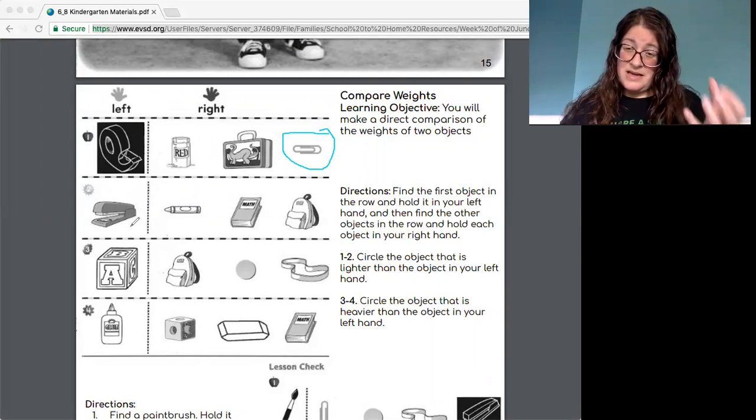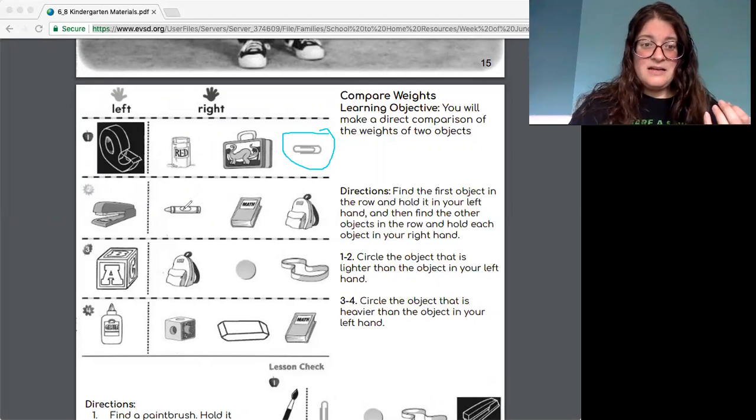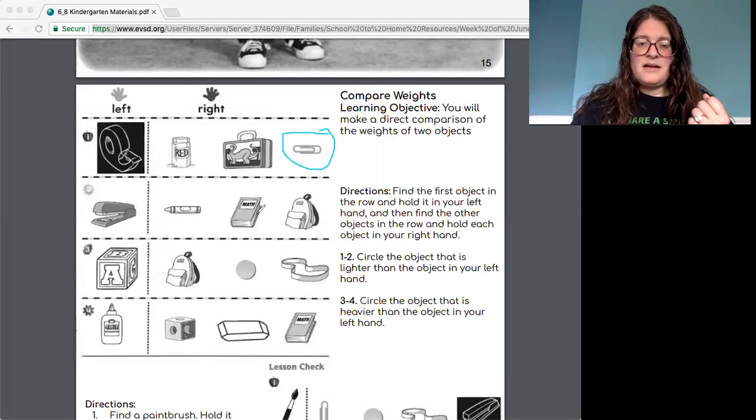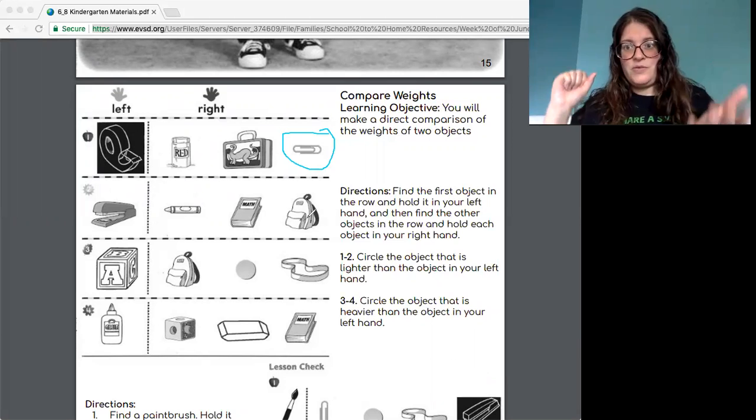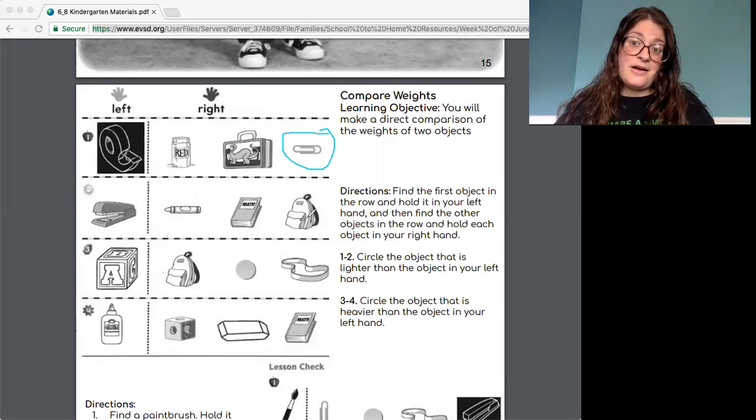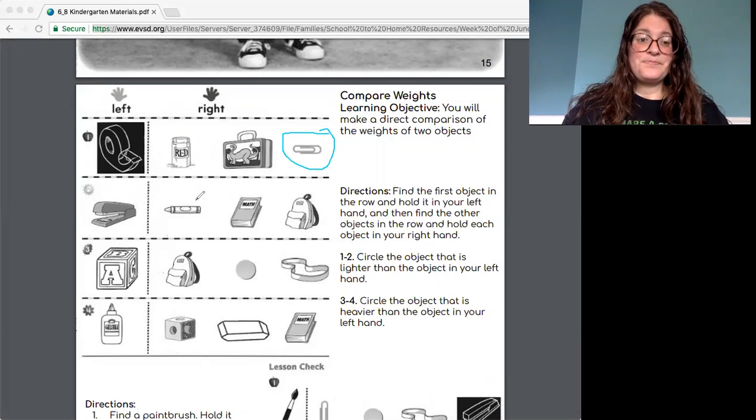Now think about a stapler. That's kind of heavy, isn't it? What would be lighter? Would it be a crayon, a book, or a backpack? Which one would be lighter than the stapler? I would say it's the crayon. That's going to be lighter. It's smaller and lighter. So you're going to try the next two items with your family.